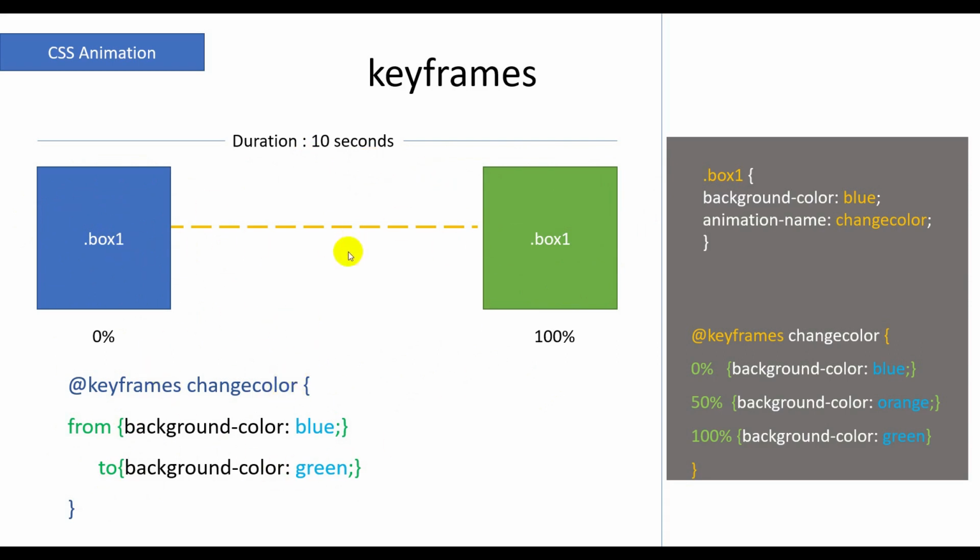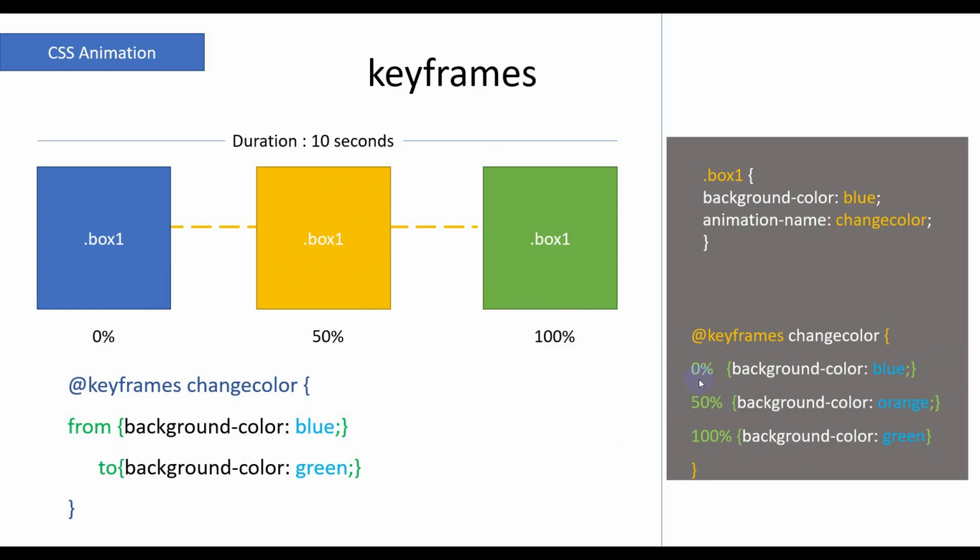Now let's say in between we also want to change the property another time. And let's say we are at this point changing the color from blue to orange and we want to do it at 50%. So what that means is 50% of the entire duration is going to be 5 seconds. So from 0 seconds to 5 seconds, the color is going to change from blue to orange. And then from 5 seconds to 10 seconds, 100% of 10 seconds is going to be 10 seconds. So from 5 to 10 seconds, the color is changing from orange to green. So we now have 3 time points. So in that case, the animation would look like this.